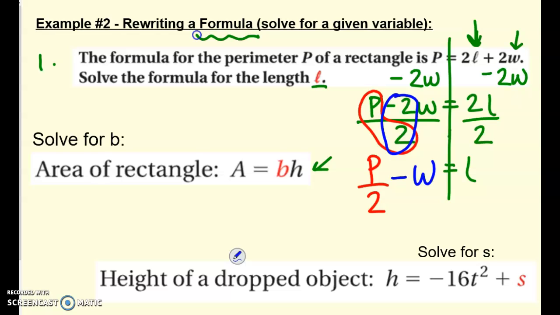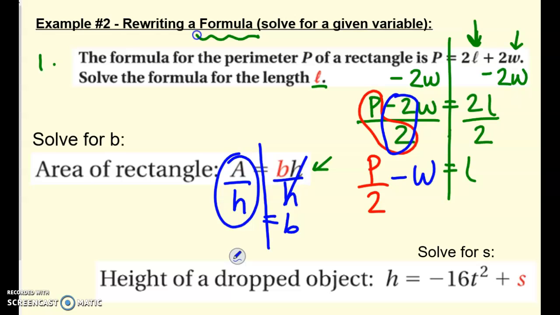And then solve for B, right? So you would just get B by itself, so divide by H. Those cancel out. Area over the height is equal to the base for a triangle, or rectangle, sorry. And then the next one, I'm going to run out of room over here, but it says solve for S. So you want this to stay by itself, so just do the inverse operation, right? Move that whole 16t squared, add it, so you get h plus 16t squared equals S.